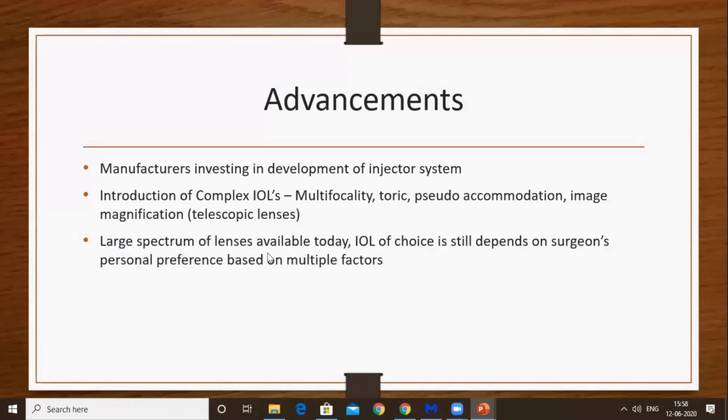So as I said, nowadays there is a large spectrum of lenses available, and mostly the IOL choice depends on the surgeon's choice. And also we want to see multiple factors like their occupation, their previous ocular history, like that.